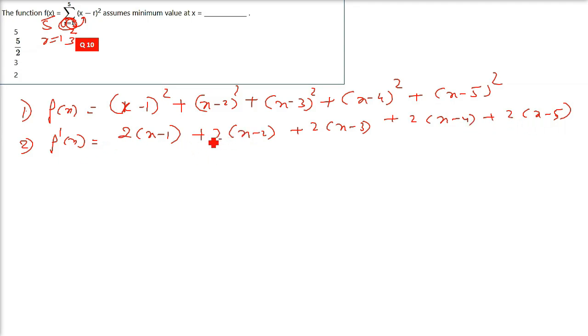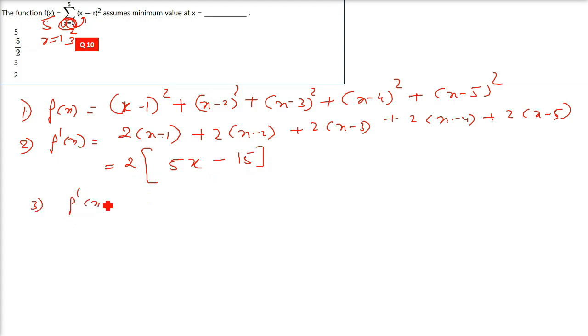Then what we'll do? We have to equate it to 0. When we equate it to 0, the better thing is to take 2 outside. You just add (x minus 1) till (x minus 5). There are 5 x's here, and 1 plus 2 plus 3 plus 4 plus 5 is 15. So you get 5x minus 15, so twice of (5x minus 15). This is f dash x.